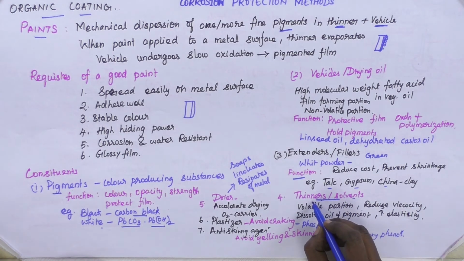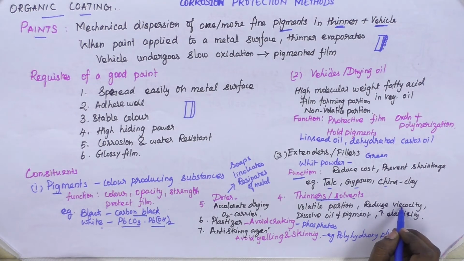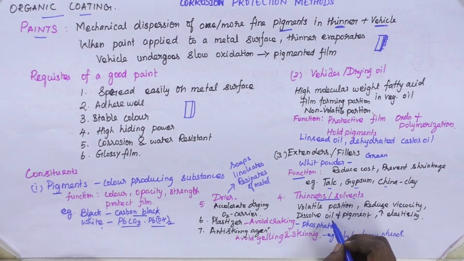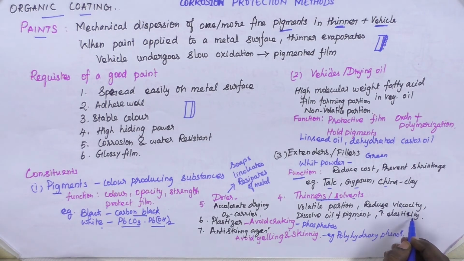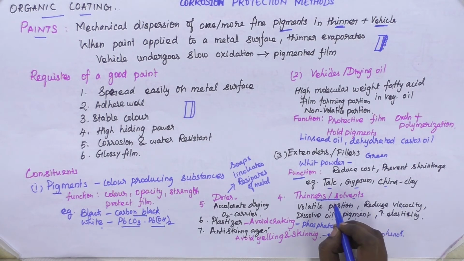So what is the function of thinner? It reduces the viscosity, it dissolves both oil and the pigment, and it increases the elasticity. So this is the purpose of adding thinner, which acts as a solvent in the preparation of paint.